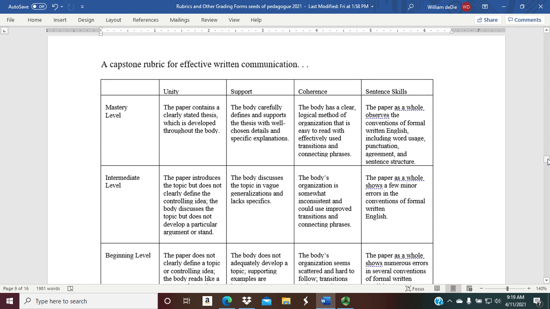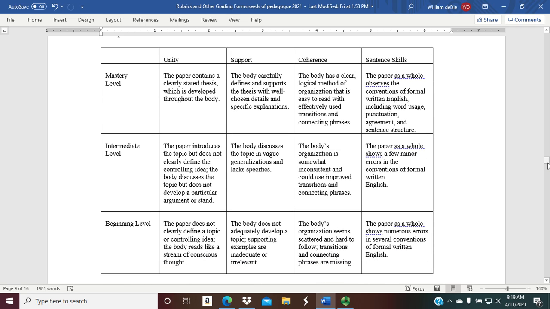As we take a look at the next rubric, it is set up in a table, and this one is set up for effective written communication. You'll notice it describes 3 different levels of a writer: the mastery level, intermediate level, and the beginning level. And it takes a look at unity, support, coherence, and sentence skills. This is written in such a way that it's general enough that it could be used for any assignment in, say, English 110. So it wouldn't matter whether the paper is narrative, descriptive, compare, or contrast. It should have these type of characteristics.